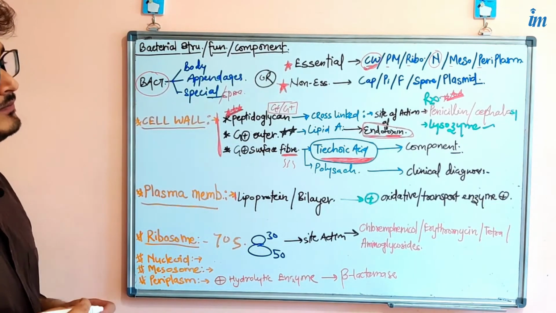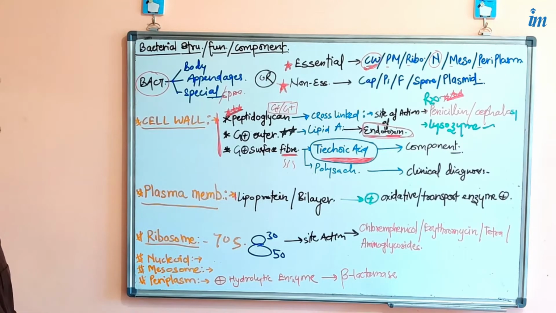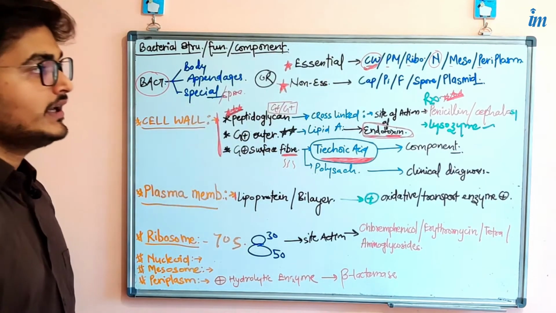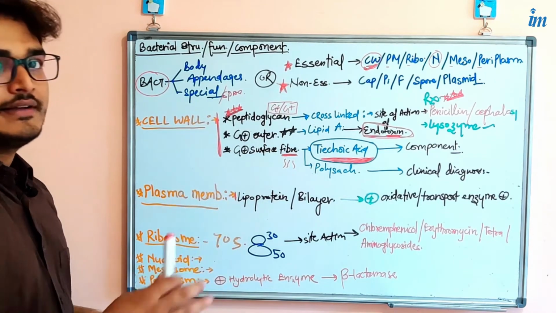Remember that the plasma membrane is also found in animal cells. You can even say this is a universal truth in the case of any kind of animal cells.